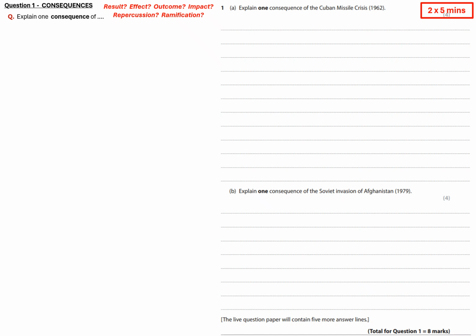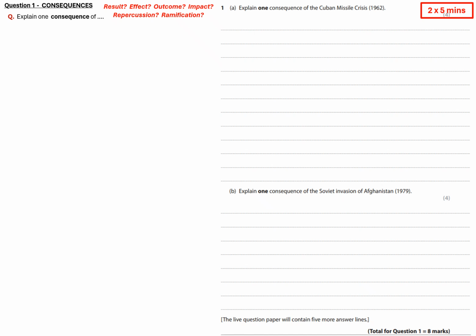Let's take a look at the first question you'll be asked on your Cold War question paper. In this, you will be asked to explain one consequence of an event. So, for example, here you've got to explain one consequence of the Cuban Missile Crisis, and you'll then be asked to explain one consequence of another event. So you've got to explain one consequence of the Cuban Missile Crisis and explain one consequence of the Soviet invasion of Afghanistan, 1979.